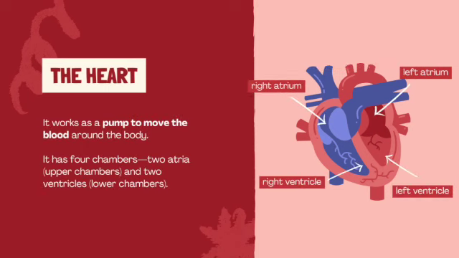The heart works as a pump to move the blood around the body. It has 4 chambers. 2 atria, these are the upper chambers, and 2 ventricles, these are the lower chambers. Right atrium. It is also known as the right auricle. Right ventricle. Left atrium. Also known as the left auricle. Left ventricle.